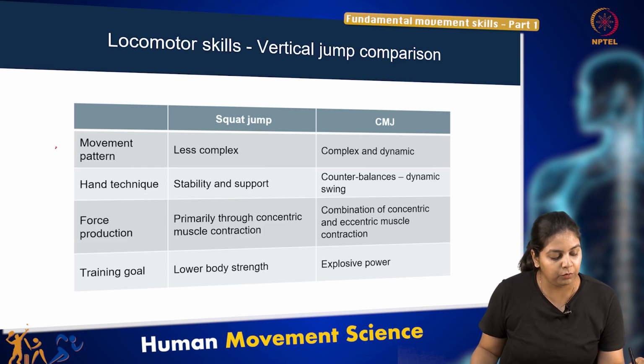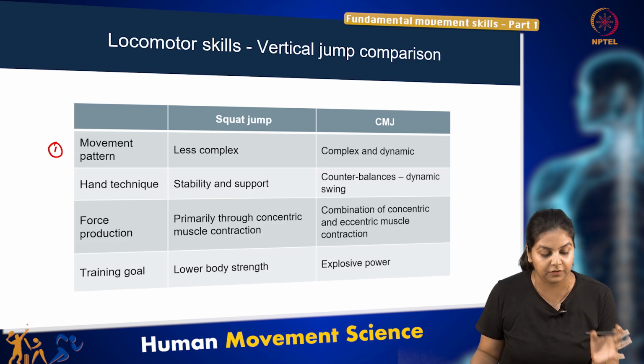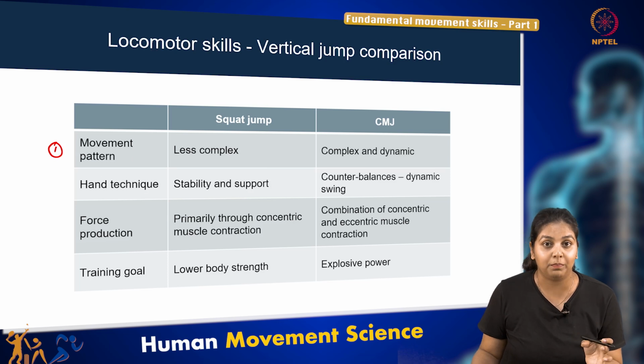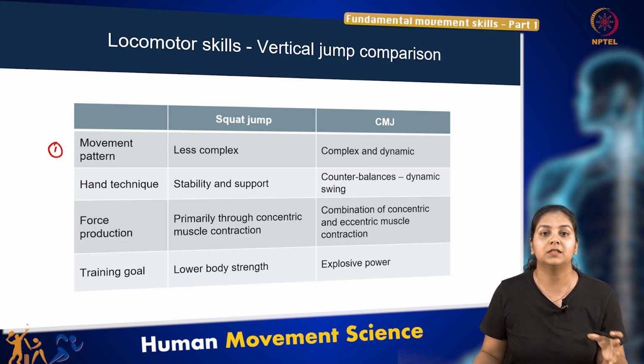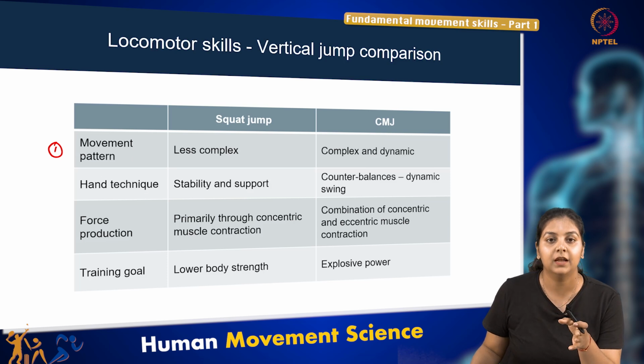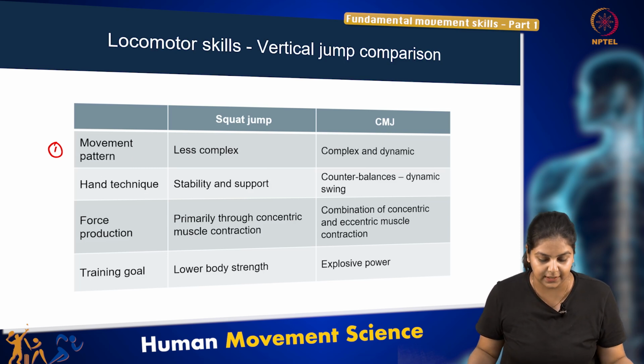So let's start with movement pattern, right? How does this movement pattern differ between the two of them? With the squat jump, it is less complex because you have your hands on your hip. So when you're performing a squat jump, you have your hands on the hip. You start from a squat position, right, and then you execute first the descent, and then go on to the ascent.